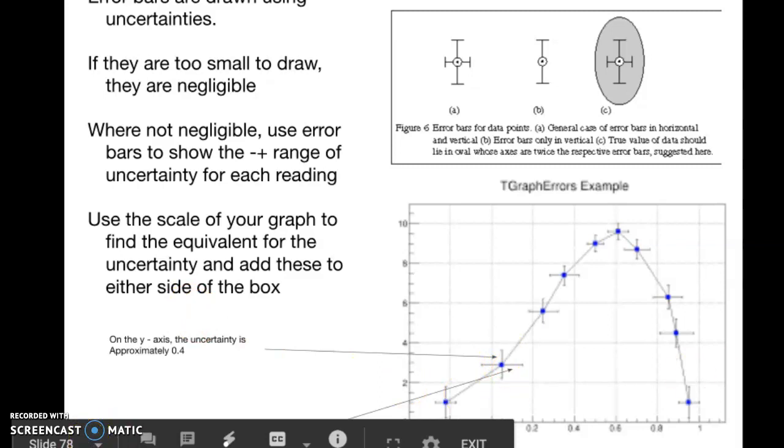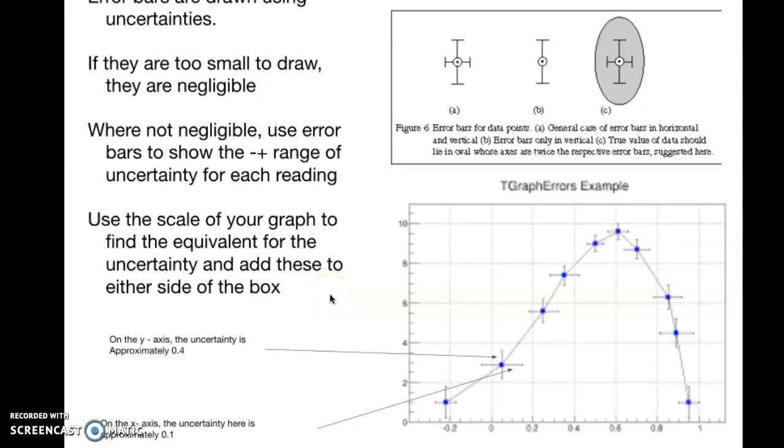You can see also in the horizontal, the error bars are equivalent to 0.1. As you can see on this scale, 0.1 is 2 small divisions. So we have 0.1 in this direction and 0.1 in this direction, plus and minus 0.1.